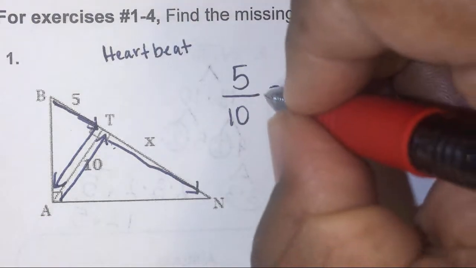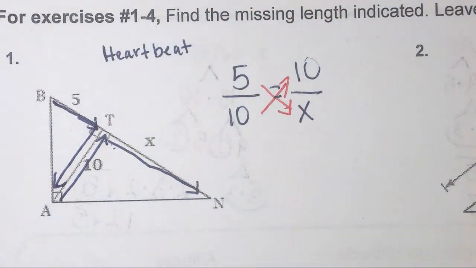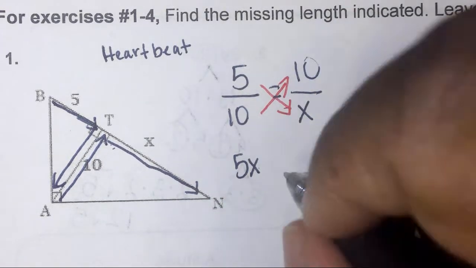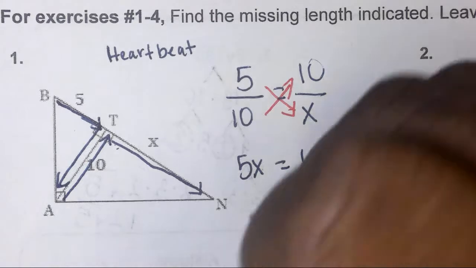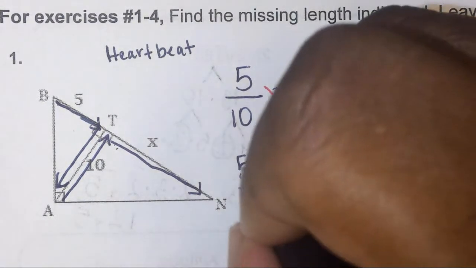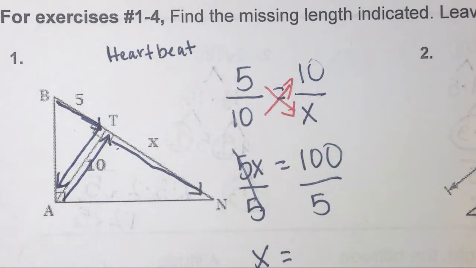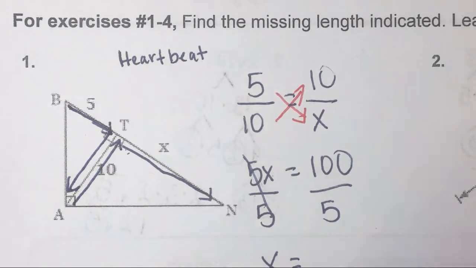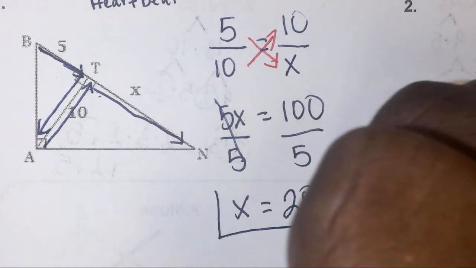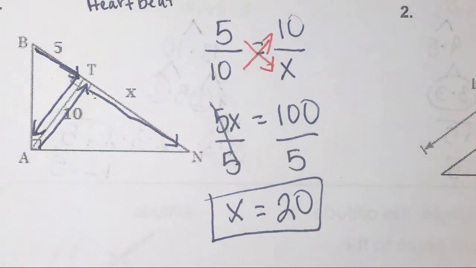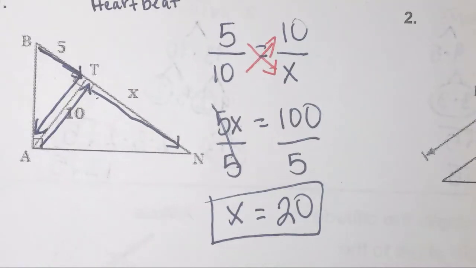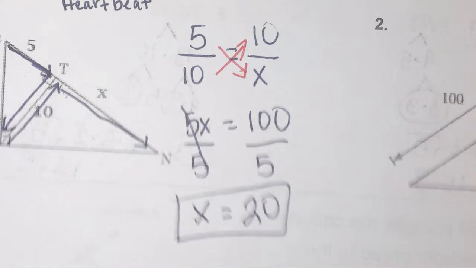You need to cross multiply. 5 times X. 5X. 10 times 10. 100. Divide 5 by 5. X equals, say it again. X equals 20. Good. Alright. So yeah, that's the first one.